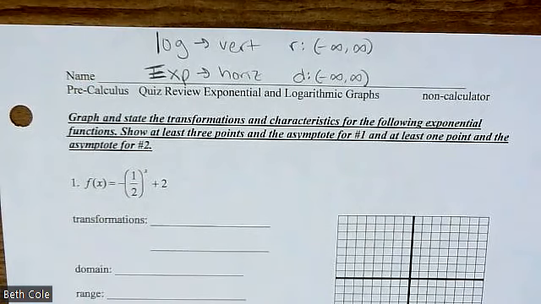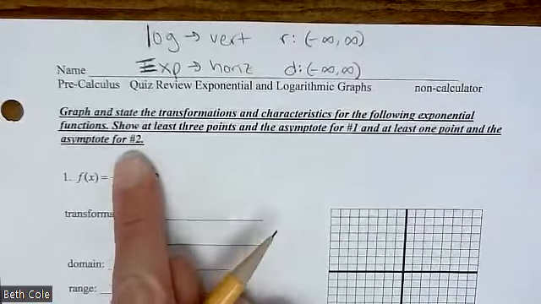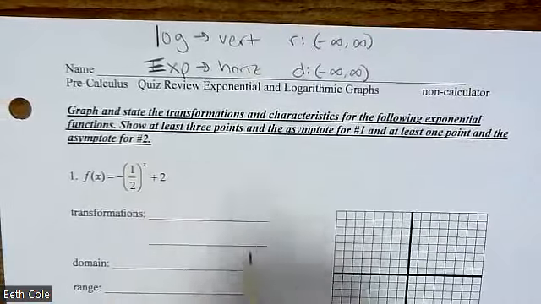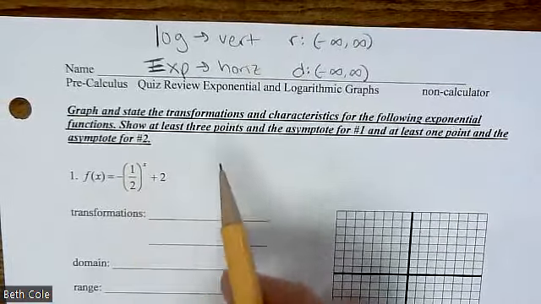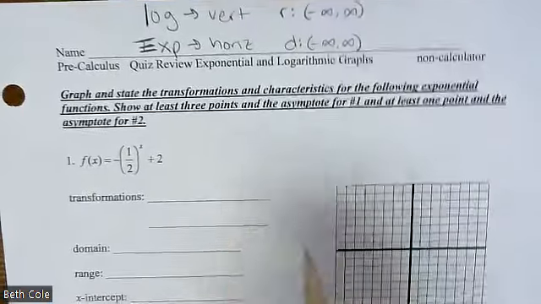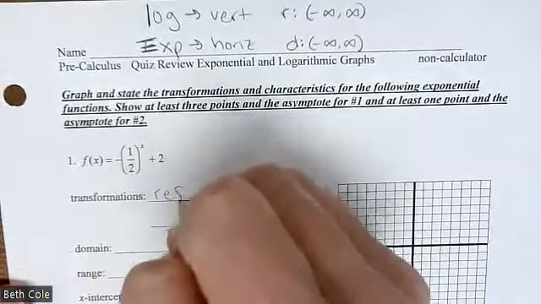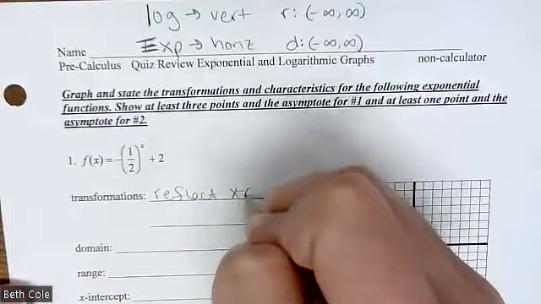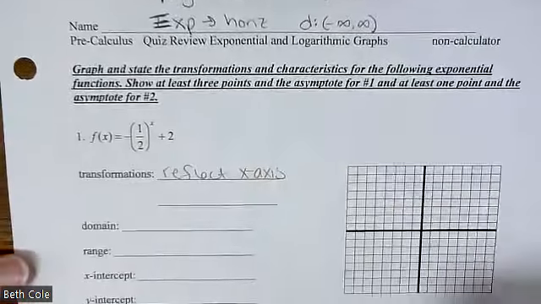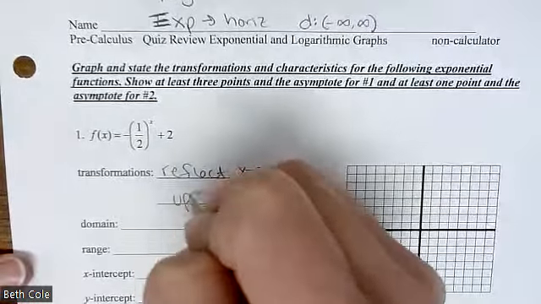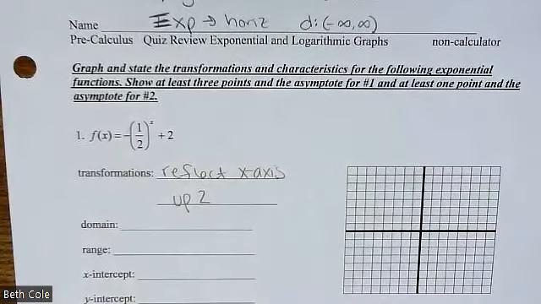Transformations. Remember, the base doesn't cause a transformation. So that 1/2 doesn't do anything. The transformations are that negative and the +2. So what are our transformations here? Good. Reflect x-axis. And then up 2. Cool. What's that? Oh, I don't care what order you put it in.